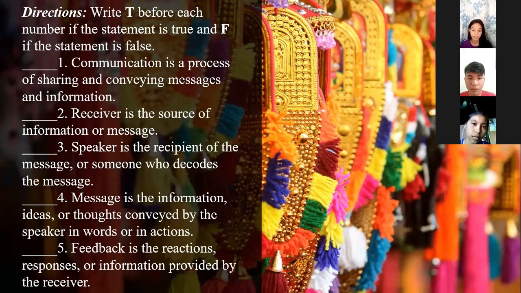Later on, we will check that. Kindly type in the chat box your answer, Montero. Number 1, your answer is true. Next, number 2. Mika, number 2. Receiver is the source of information or message. False, sir. So your answer is false. So for number 1, the answer of Montero is true. For number 2, Mika, your answer is false.